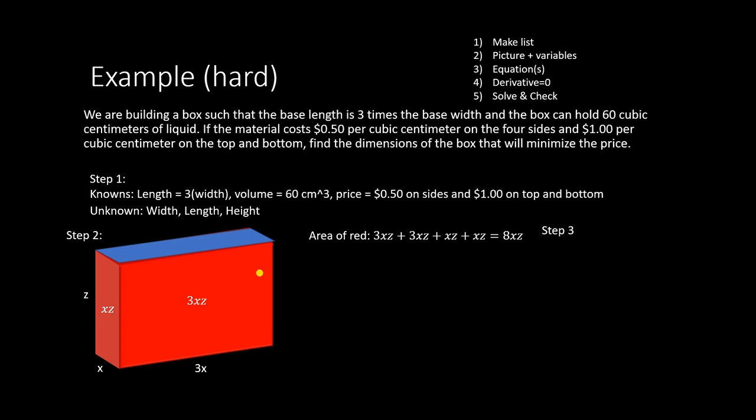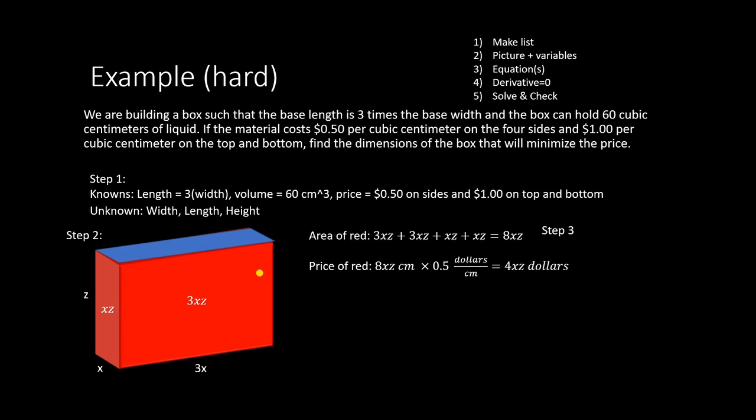Since the price of the red part is 50 cents per square centimeter, to find the price of the red, I'll multiply the area times the price. So I have 8xz square centimeters, and at a price of $0.50 per square centimeter, the price is 4xz dollars.